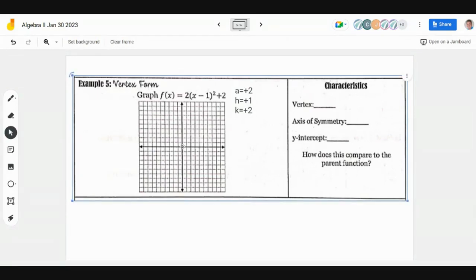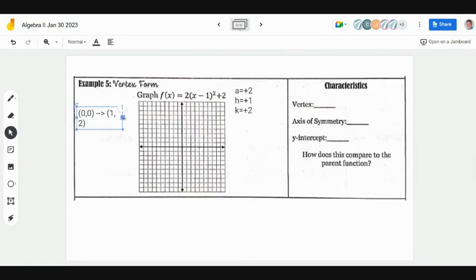So the vertex, which would normally be at 0, 0, we know has now shifted up 1 and over 2. I'm sorry, up 2 and over 1. So we go to 1, 2. Our vertex has moved. Everything has moved right 1 and up 2. Right 1, up 2. So that's wherever, and it's going to be doubled.